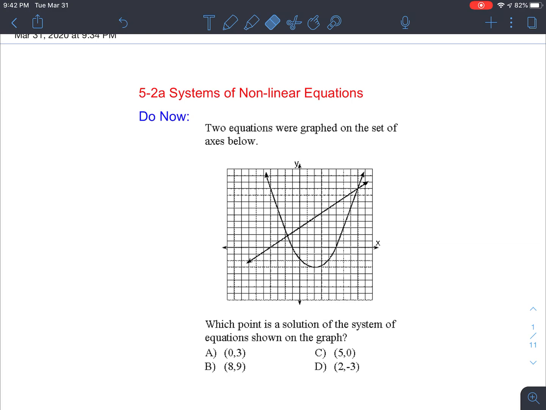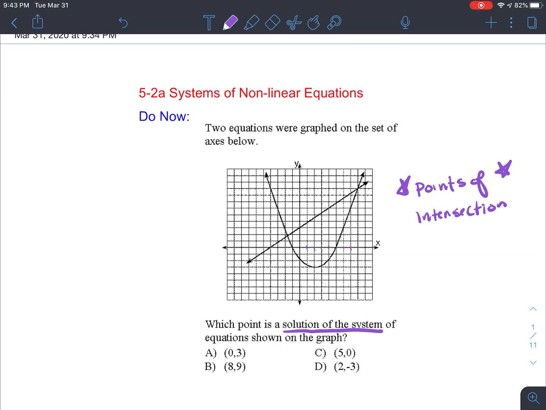Now, in the last part of this unit, we talked all about finding solutions to systems of equations, but they were all linear, meaning they were two lines. And the solution to our systems were the points of intersection. So here in this graph, we're not given two lines, but instead we're given a parabola, this guy, and a line. So this idea is still the same. Our points of intersection will still be the solutions to our system.